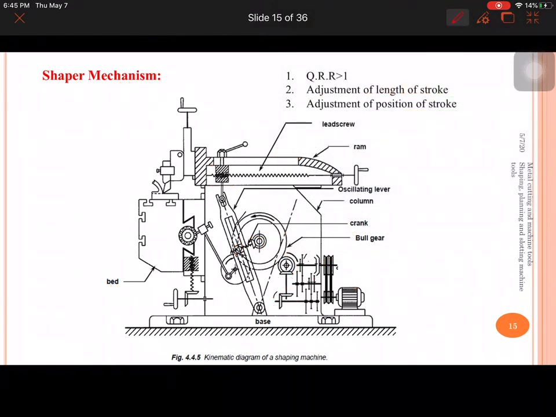Now let us move to the other aspect that is related to the automatic feed motion. How to achieve automatic feed motion in a shaping machine? Again we have the motor. This is the belt pulley connection. This is the speed gearbox, and then motion is transferred to the bevel gears. From this bevel gear to this worm and worm gear, from worm and worm gear to this bull gear, and this bull gear to this crank.